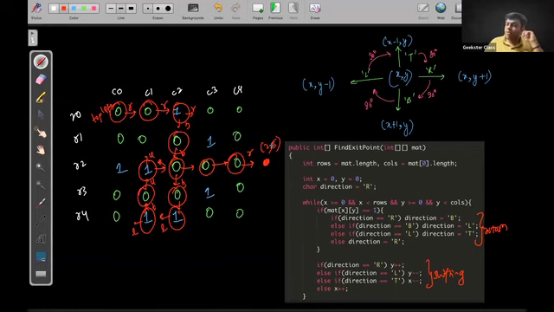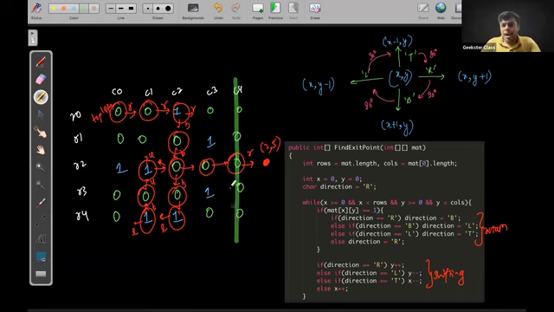But is the answer 2, 5? Like, can we directly return x, y? No. Is the exit point 2, 5? Is 2, 5 within the matrix? Obviously not. It is out of the matrix. That is why we came out of the loop. We have come out of the loop only because we have gone out of the matrix. So we cannot return x, y directly. We have to update something. We have to kind of backtrack.